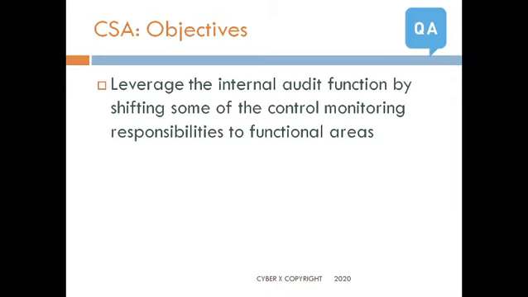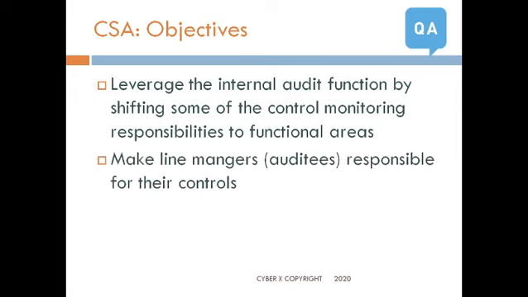So what are the objectives? It leverages the internal audit function by shifting some of the control monitoring responsibilities to the functional areas. Since the functional team members are involved, it obviously cannot cut out the internal audit function, but it acts to improve upon it. It allows the line managers, who are the auditees, to be responsible for their controls. Since they are absolutely involved, they are part and parcel of it, and it is the managers who monitor the controls.